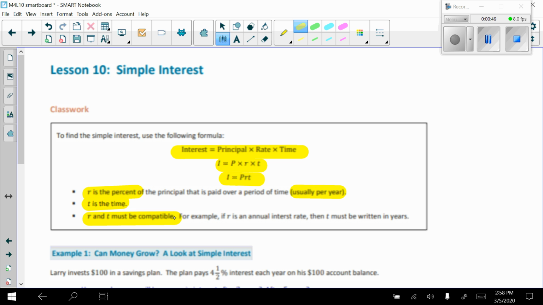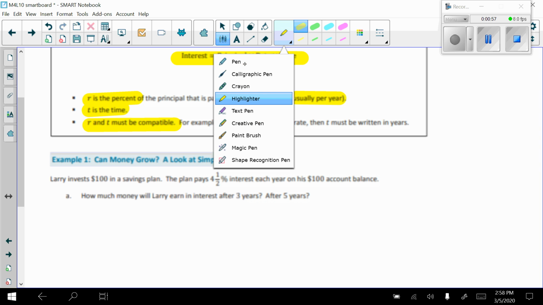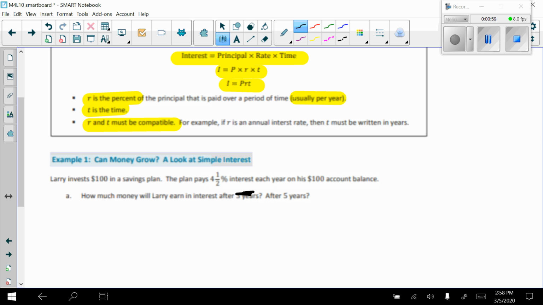I'm going to make an adjustment to this problem and take out 3 years. Larry invests $100 in a savings plan. The plan pays 4.5% interest each year on his $100 account balance. How much money will Larry earn in interest after 5 years?